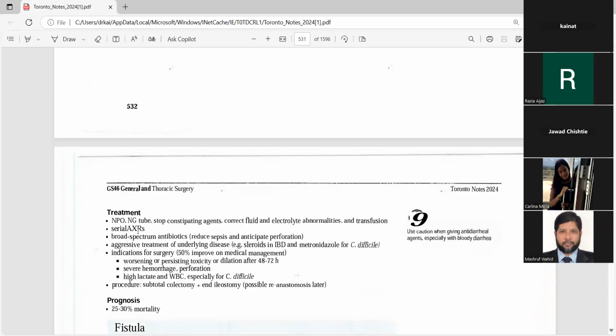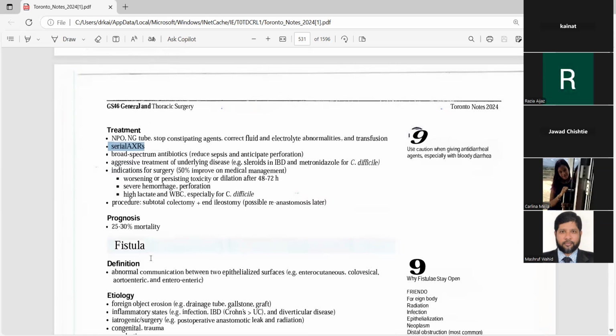Serial abdominal X-rays, keep on repeating them. That's what they like to ask: what investigations would you like to do and how often would you like to repeat them? So not just X-rays, serial X-rays, because we're going to keep on doing it. Then broad spectrum antibiotics, treat the underlying disease, and then we are going to look for whatever the disease is.